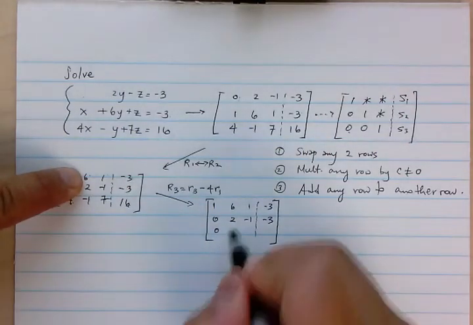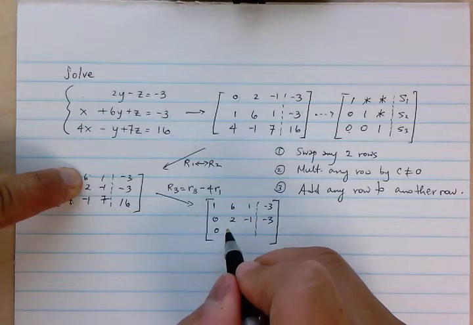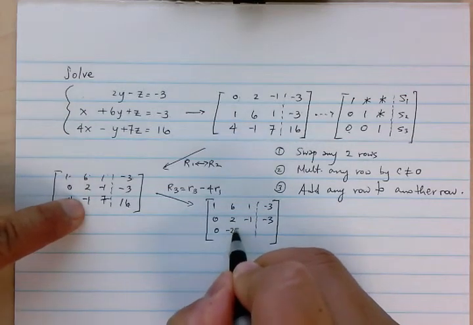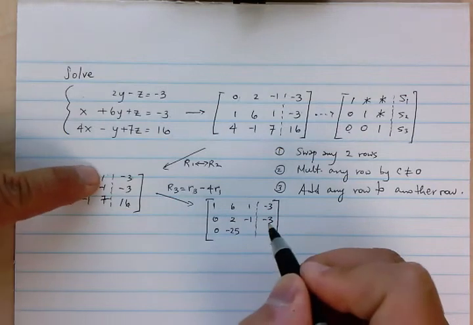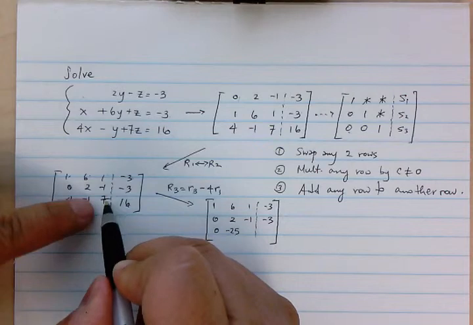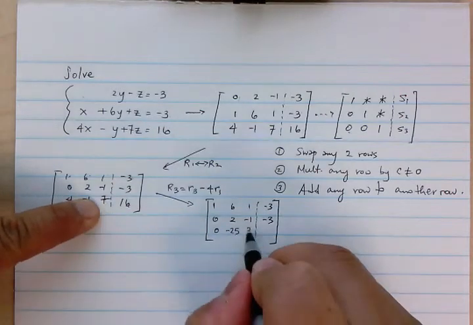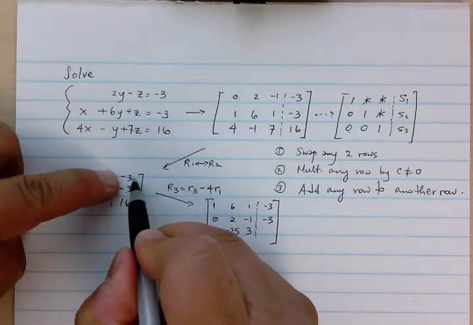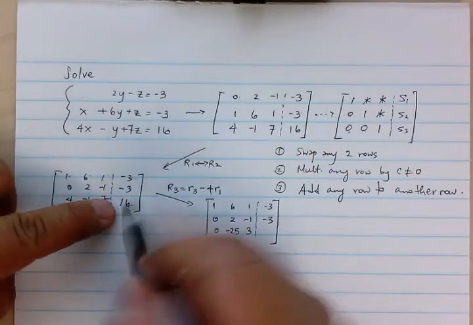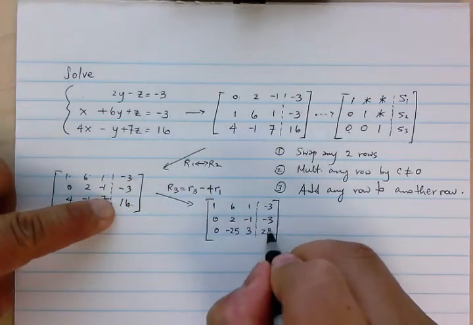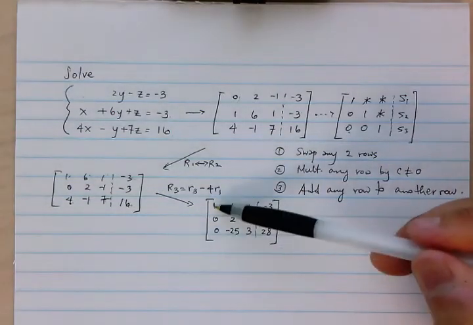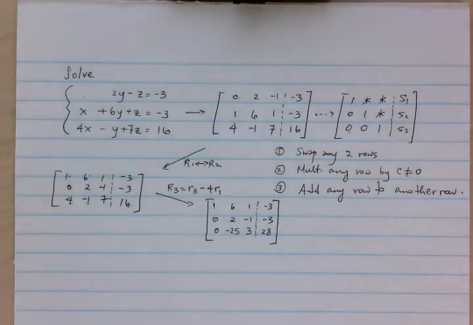6 times -4 gives us -24. Add to the -1, we get -25. 1 times -4 gives us -4. Add to the 7, we get 3. -3 times -4 gives us +12. +12 added down here will give us 28. So this allows us to finish the first column. We now have 1, 0, 0.